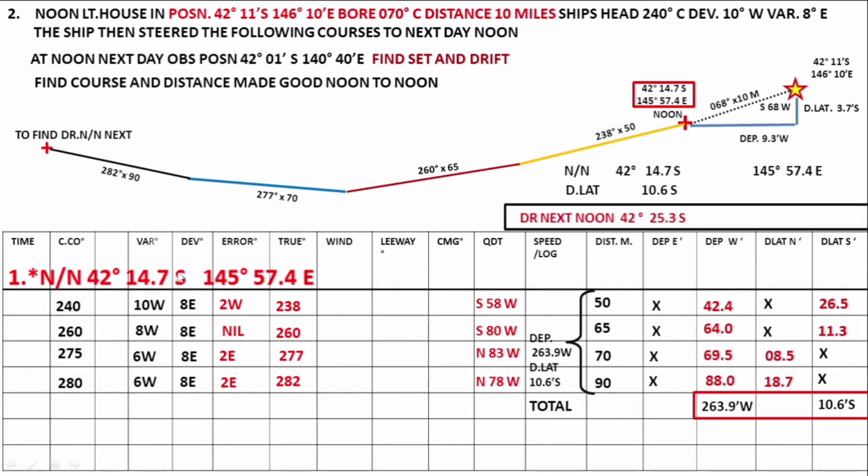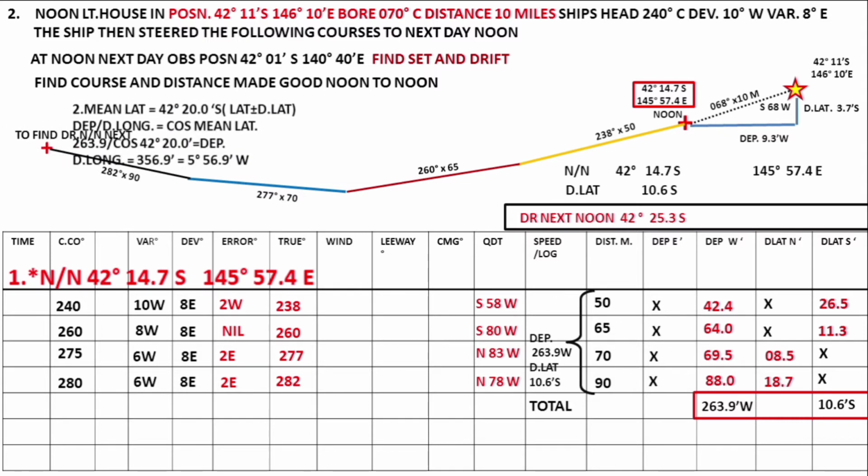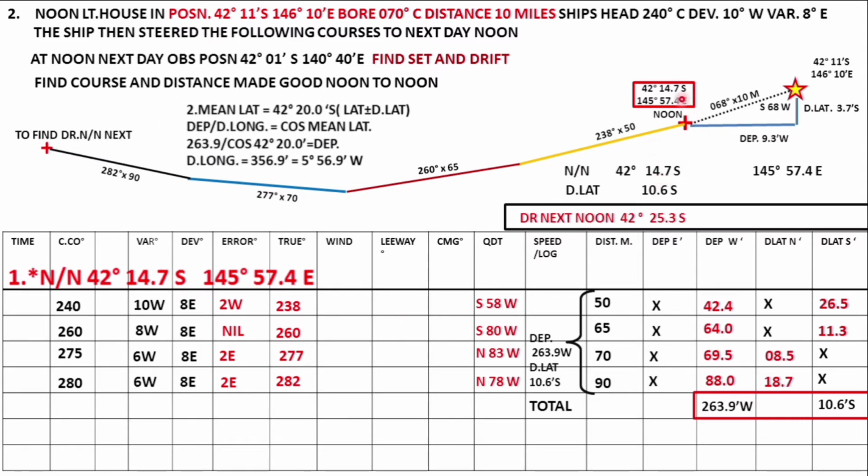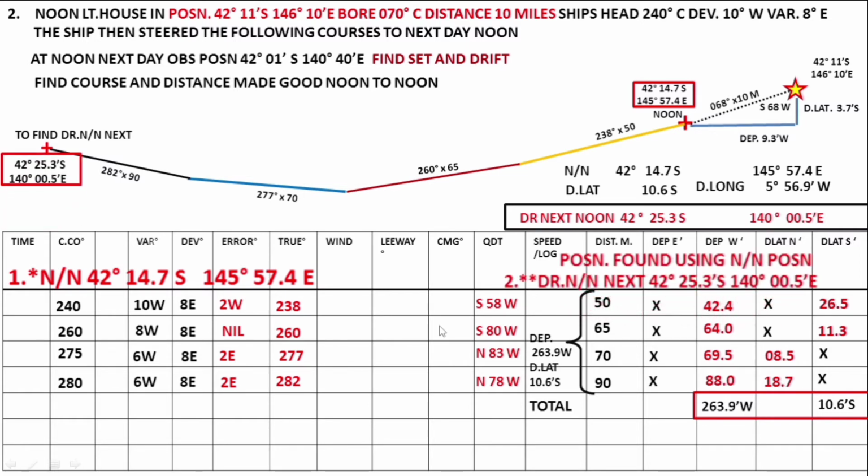and then I calculate my mean latitude between the known position and the DR next day, and convert my departure of 263.9 minutes for the mean latitude of 42 degrees 20 minutes here, and I get a D long of 5 degrees 56.9 minutes west, and that I apply to this and get my DR known. So this is my DR known that I have calculated using the lighthouse position, finding out my initial position, and then I have calculated my DR.